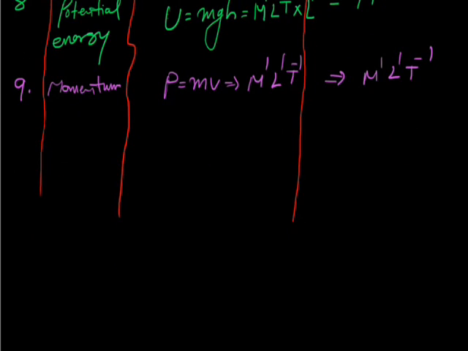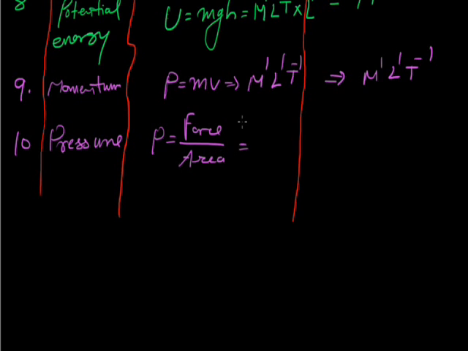Now, 10th is pressure. Pressure is equal to the force upon area. Force is given as M1 L1 T minus 2 upon area L2. And finally, it is represented by M1 L minus 1 T minus 2 because L2 becomes L minus 2 in the numerator according to the law of indices.